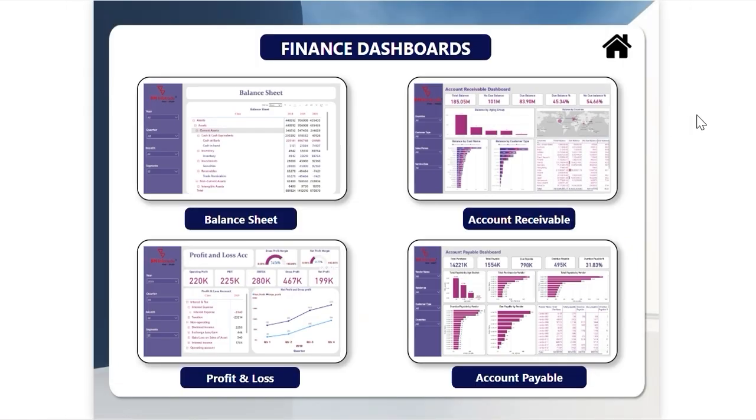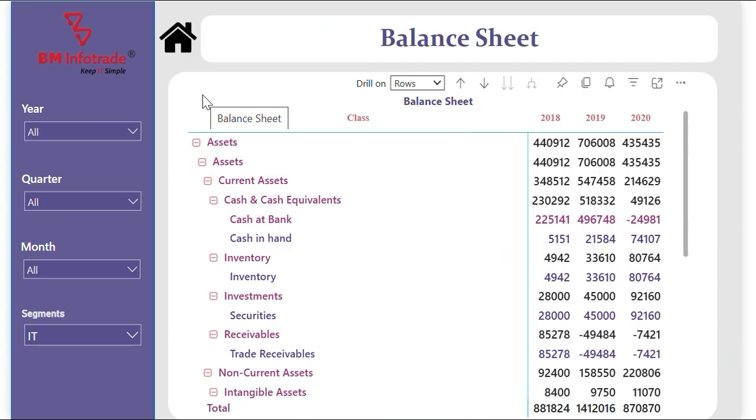So here we have four insightful dashboards to explore, and I will walk you through each one. Our first dashboard is the balance sheet, the second is the account receivable dashboard, the third one is profit and loss, and the fourth and last one is the account payable dashboard. Let's dive in. So this is our first dashboard.